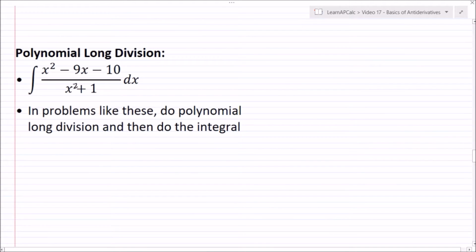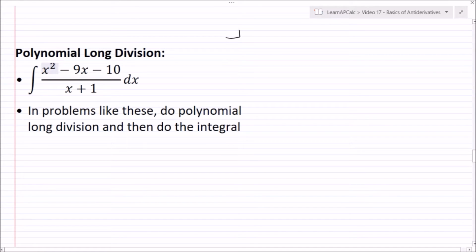Alright, so another method to use is polynomial long division. So taking this integral up here, and that should just be x plus 1, sorry about that. It's not apparently clear how we're going to integrate this. But if I divided out this x plus 1 from this polynomial, I can get something that I can integrate. And so what I would do is polynomial long division, take the result, and then integrate it.